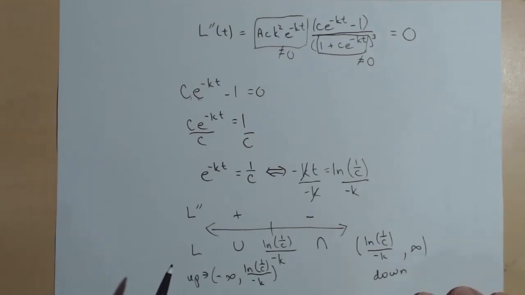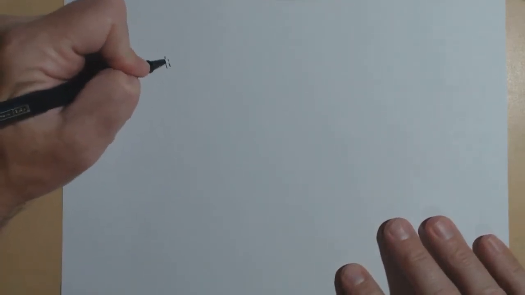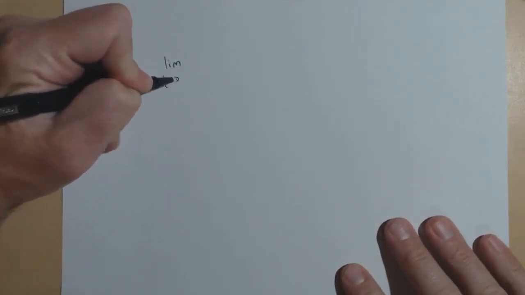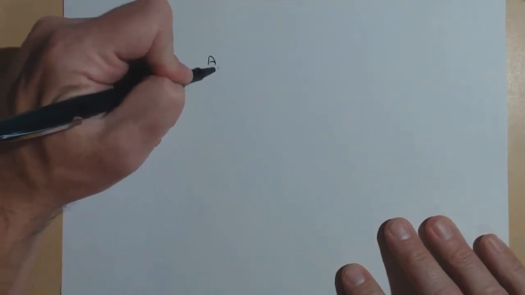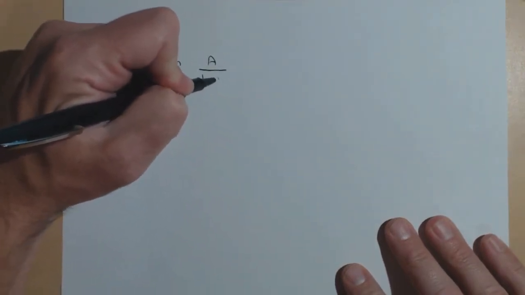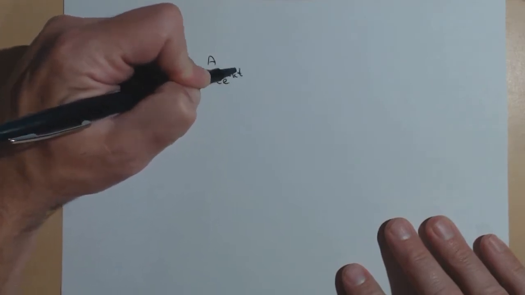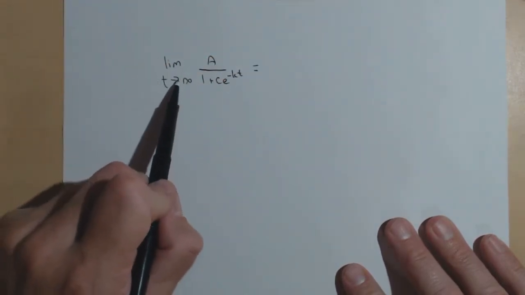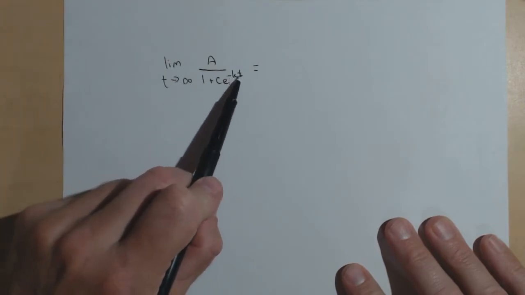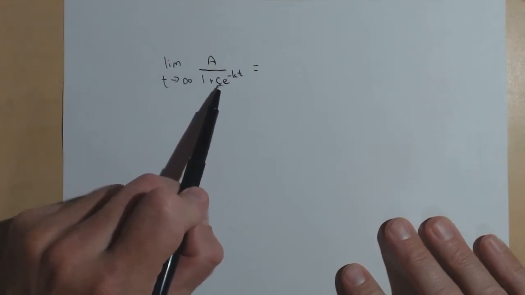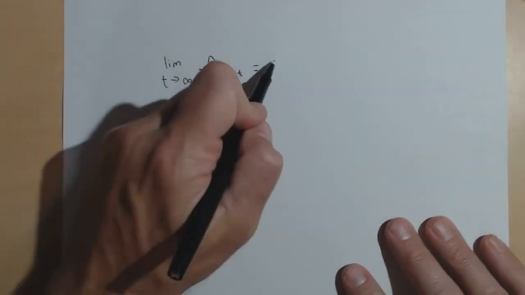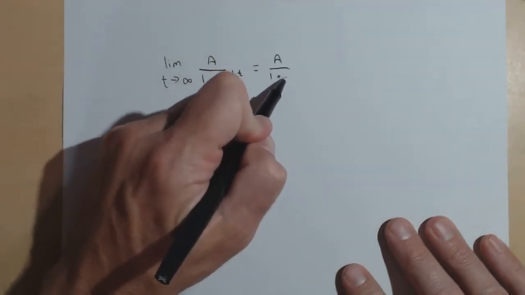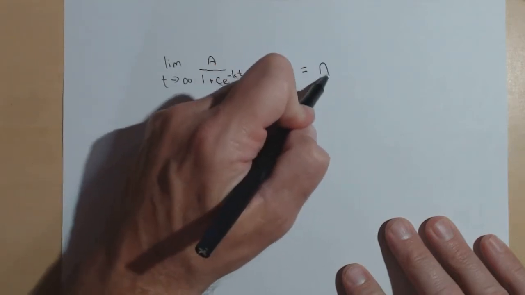Now, part C is asking about the limit of this function as t goes to infinity and negative infinity. So the limit as t goes to infinity of a over 1 plus c e to the negative kt. Well, let's see what's going to happen. As t goes to positive infinity, this piece here is going to go to 0. So we're going to have a over 1 plus 0. So this thing is going to go to a.